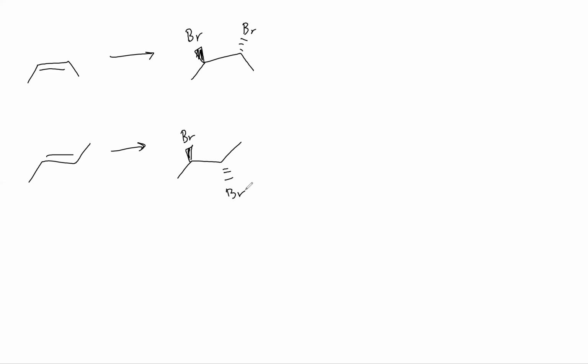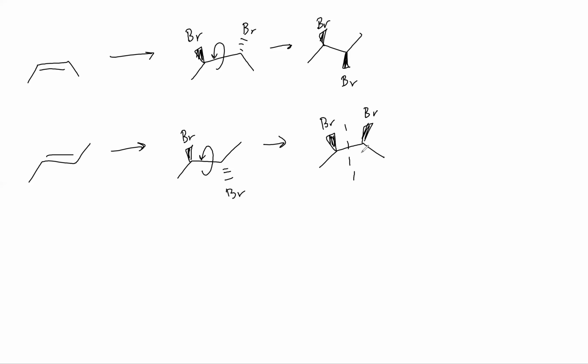But when we rotate these to look a little bit different so they look like each other, when we rotate around this bond, we end up getting something that looks like it shouldn't be anti. And if we rotate this around, we get a meso compound, because we get this line of symmetry. So because of the stereochemistry of the alkenes, that will determine the stereochemistry of our final product. Okay? Does that clear things up with this here?